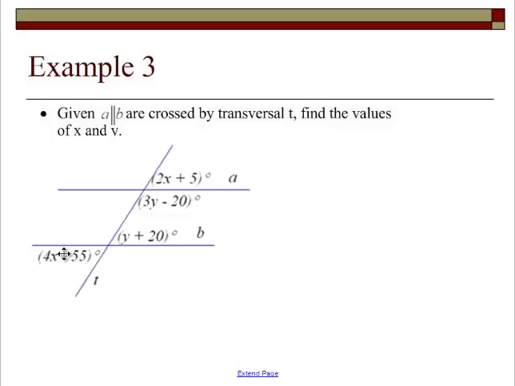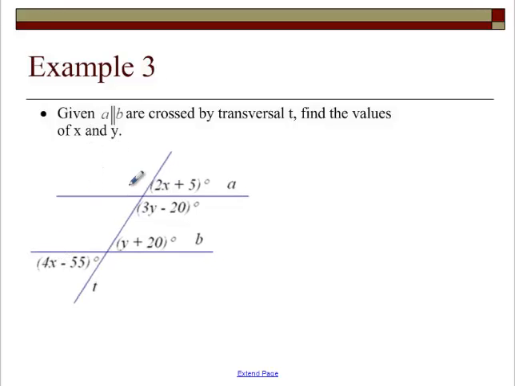Let's go back to another problem. We need to find x and y separately. Okay, so take a look at the two angles that have x in it. We'll do this in blue. Those two are alternate exterior angles. Alternate exterior angles are congruent.